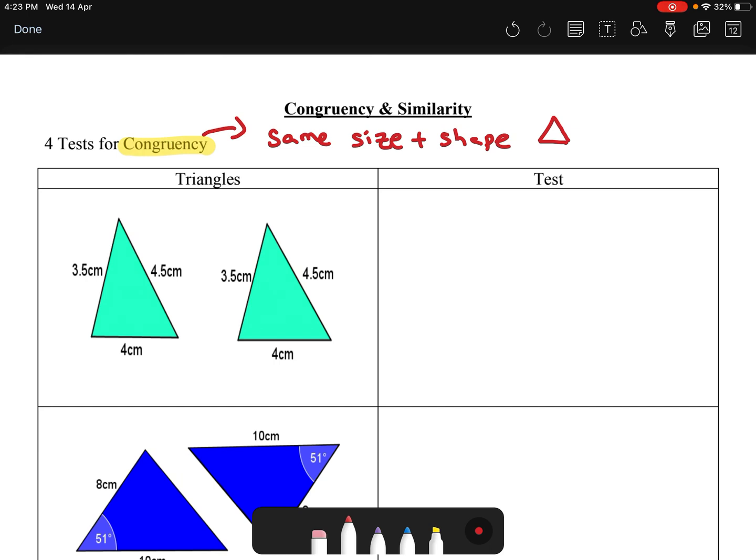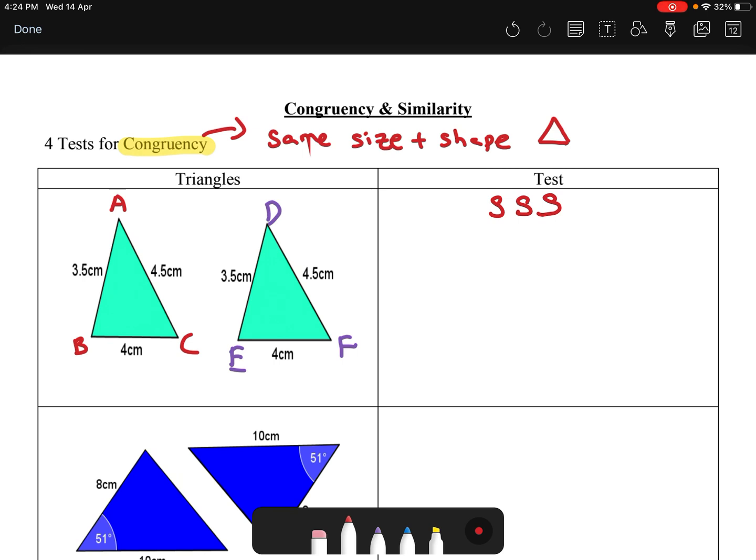For the first test, take a look at this first diagram. We have these two triangles. You can see that they're exactly the same size, same shape. But how do I prove to the examiner that they are congruent? Maybe I write down the vertices first: A, B, C, and D, E, F. As you can see, we are given only the length of the sides. So this test is what we call side, side, side, SSS.